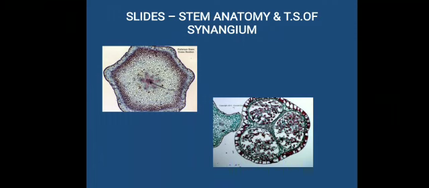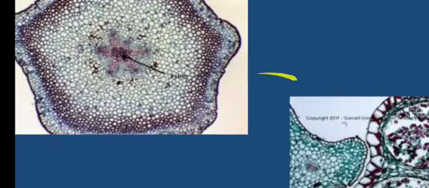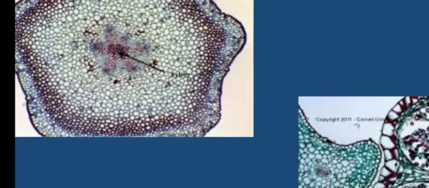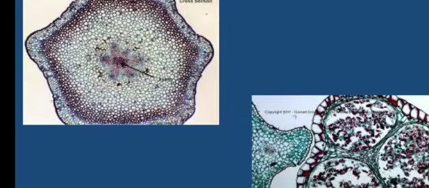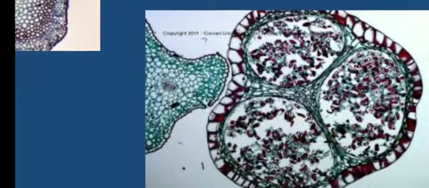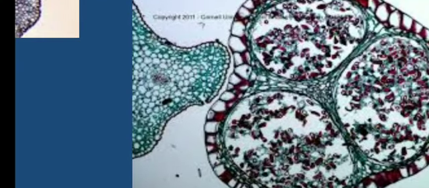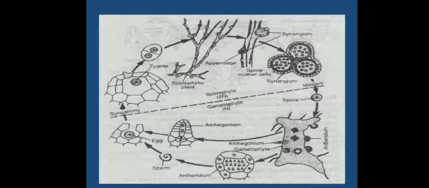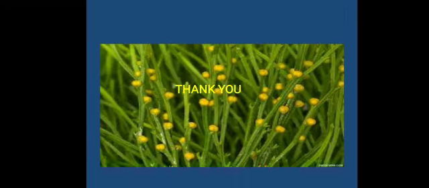So these are the slides, stem anatomy and synangium. You can see the stem here, you can see the structure of the stele and also the sclerenchymatous cortex. You can also see the slide of the synangium transverse section. Thank you.